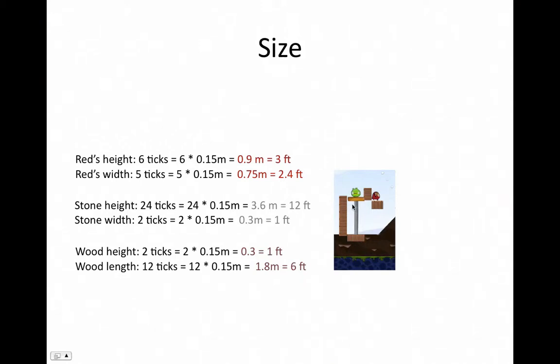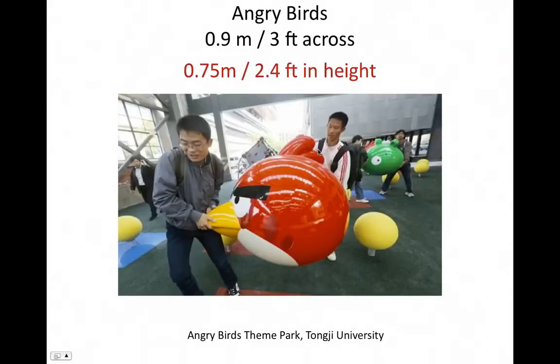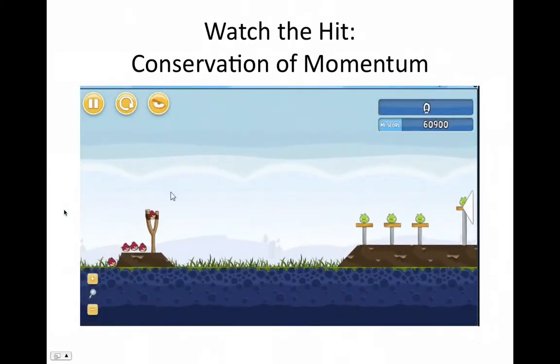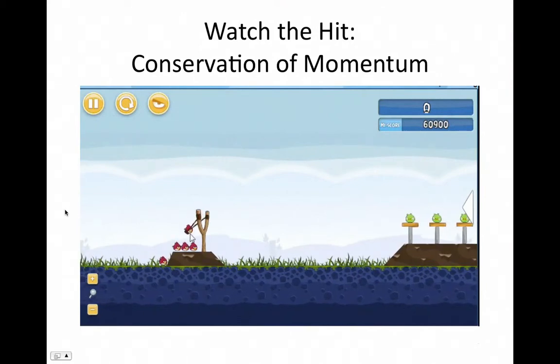So we can also measure the stone height that the pig is sitting on, and the wood height and the wood length. Okay, so Angry Birds are 0.9 meters or 3 feet across, and 0.7 meters or 2.4 feet in height. And I took this picture off the web, and this is a picture of the Angry Birds theme park in China, and this is about the approximate size of what you play in the video game. So if an Angry Bird were to be here in real life, it would be this size. This is to scale.